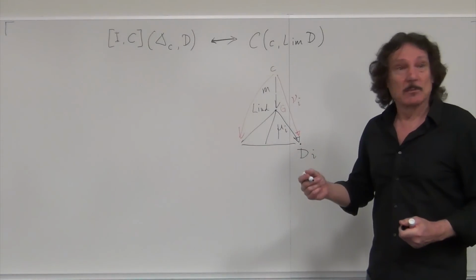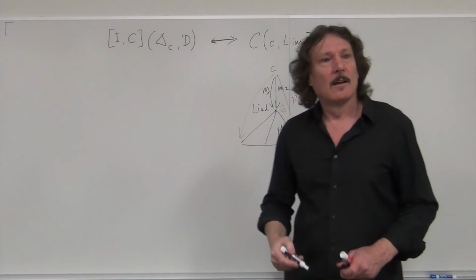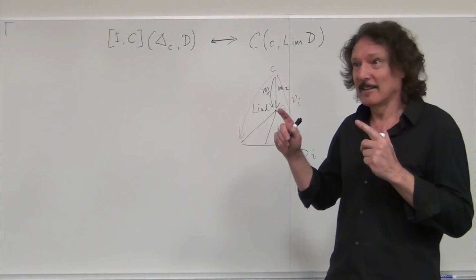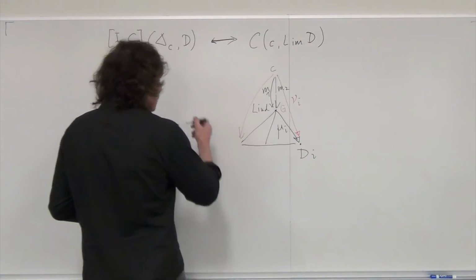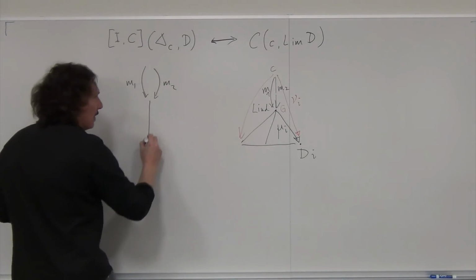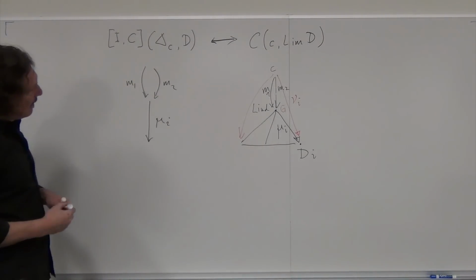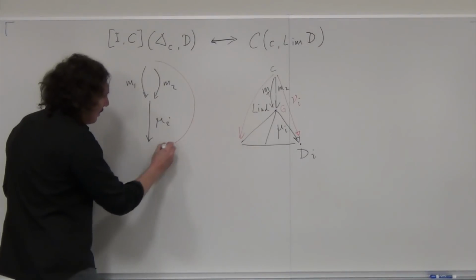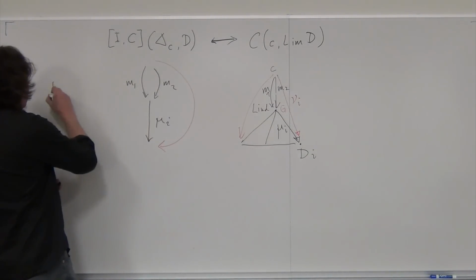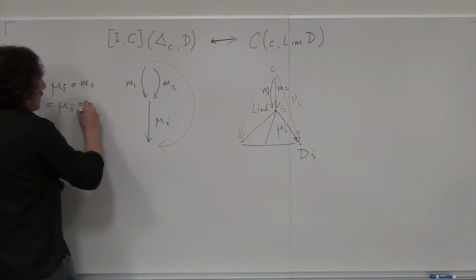there might be too many of these morphisms. So it might be that there is M1 and there is M2, and they both factorize this cone. It's possible. What does it mean? Well, let me draw this diagram. So we have M1 and we have M2, and this is our mu I. And I'm saying there could be two different M's that make this thing commute, meaning mu I after M1 is the same as mu I after M2.